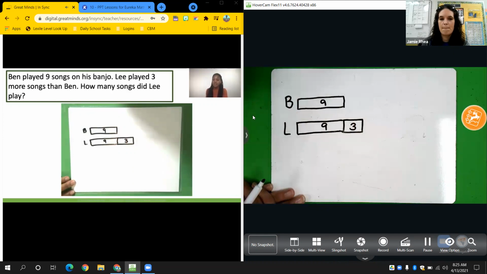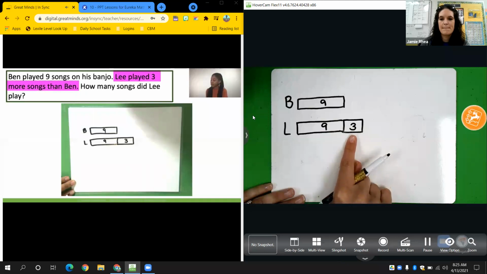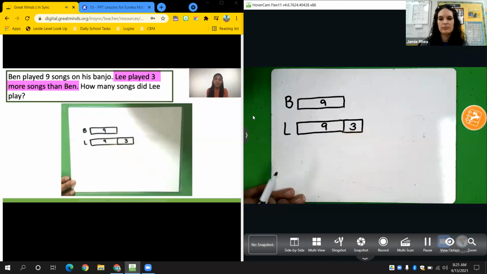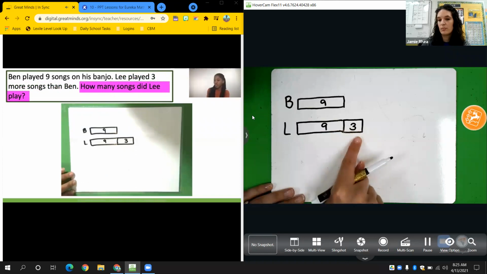Let's continue reading. The next sentence says, Lee played 3 more songs than Ben. Can you point to where we represented that Lee played 3 more songs than Ben? Yeah, right here. So let's keep reading. How many songs did Lee play? Let's show in our tape diagrams that we need to figure out Lee's total. Draw with me.